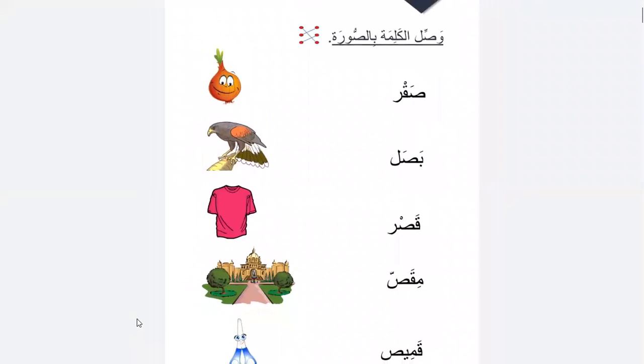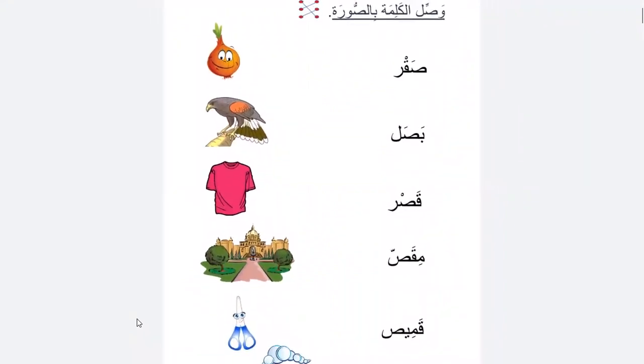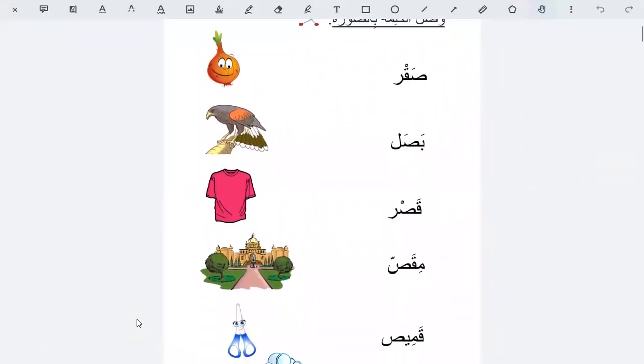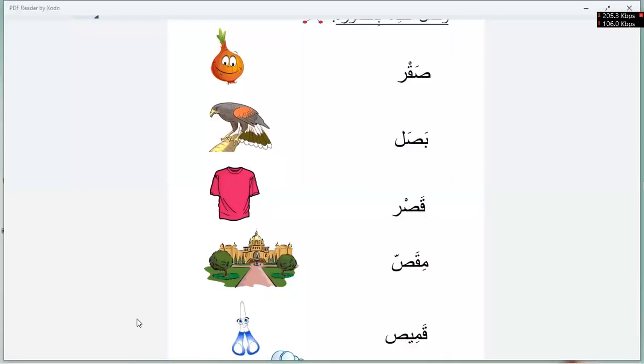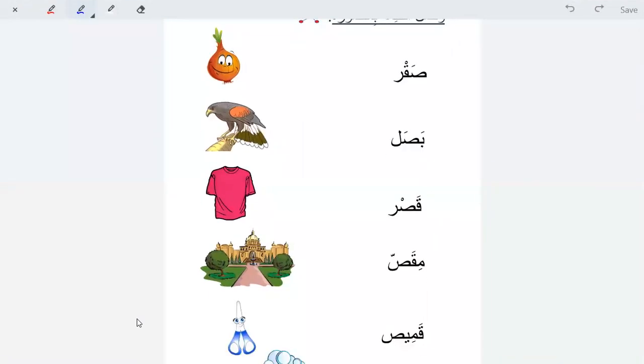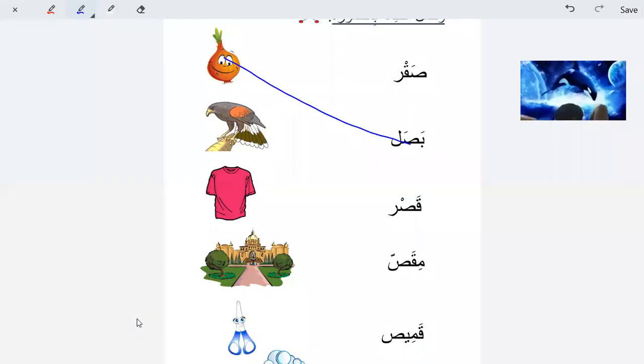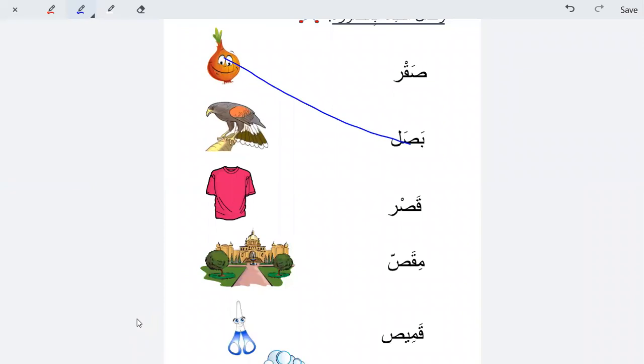Wasil kalima bisura. Join the word with the picture. What's the first word? Onion. It's basal. Good. Then the falcon is sucker. Sucker, good.